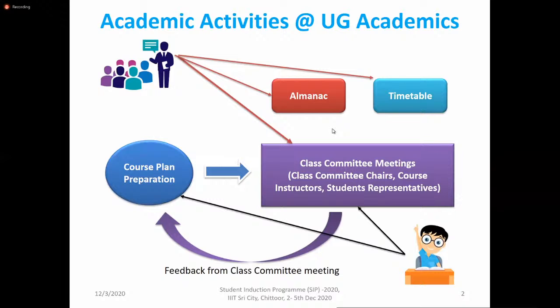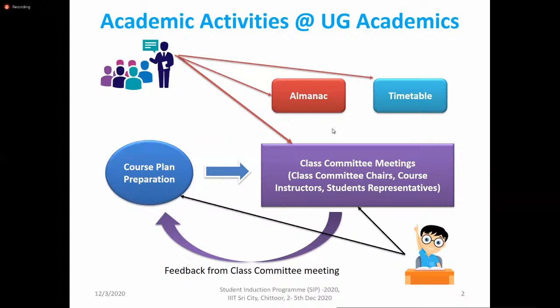Of course, the course plan will also be sent to the students. After the course plan is displayed to the students, if they want more clarity or have any questions, they can put them to the student representatives, and of course, you can also communicate directly to the faculty in the class. In the first class committee meeting, any concerns or issues with the course plan will be thoroughly discussed, and the class representatives will also give their version.